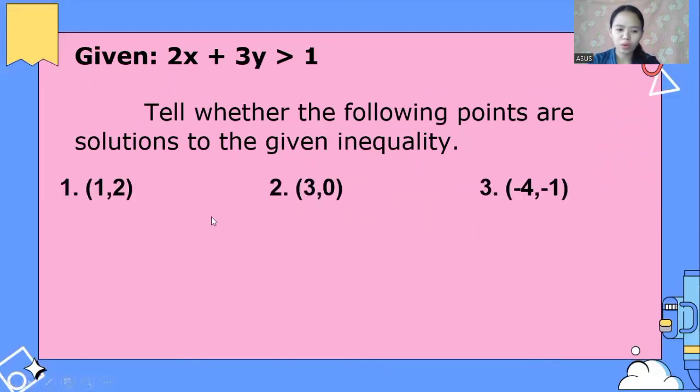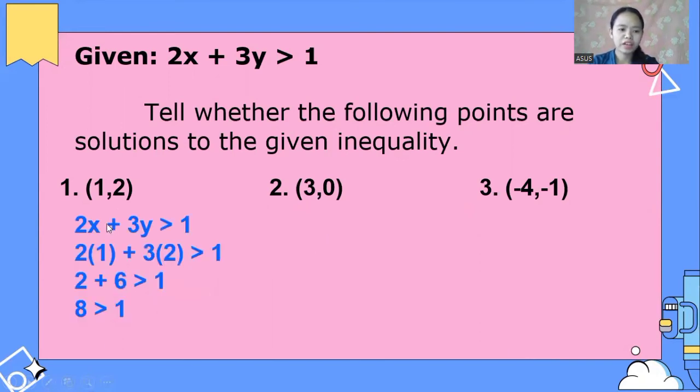Given the following points, all you have to do is to substitute. Now let's have number 1. Given the inequality 2x plus 3y is greater than 1, we know that our x is 1 and our y is 2. So let's substitute: 2 times 1 plus 3 times 2 is greater than 1. Now let's simplify. 2 plus 6 is greater than 1, and 8 is greater than 1. So this statement is true.